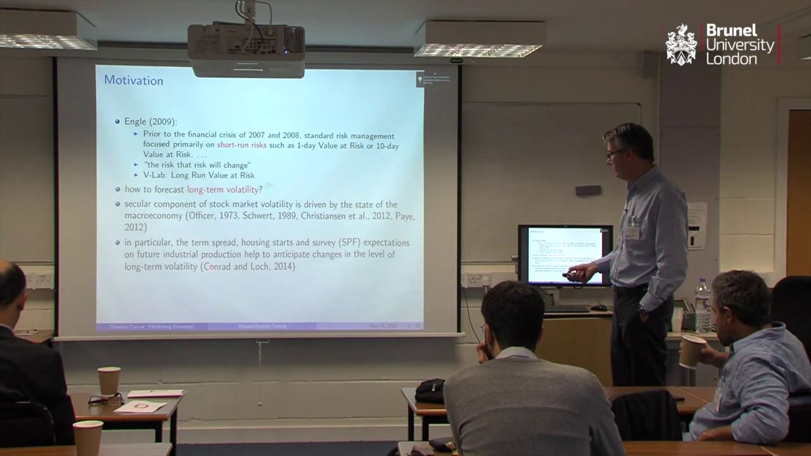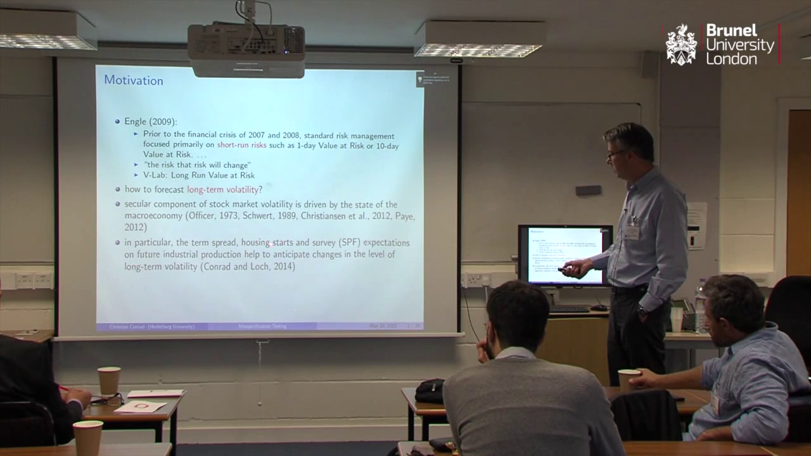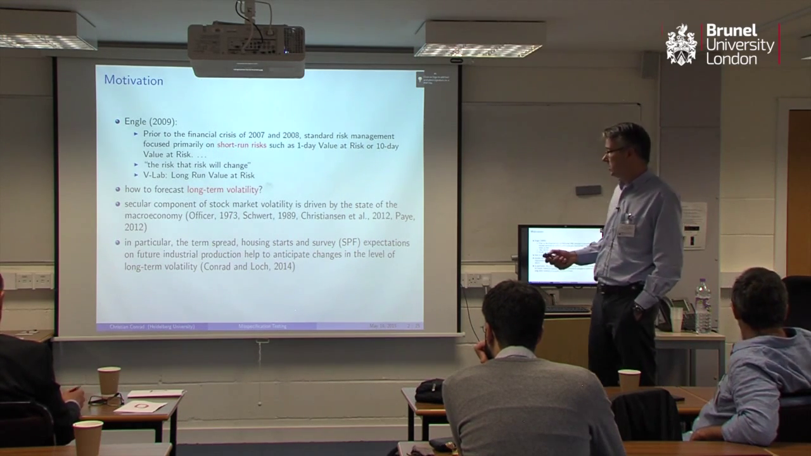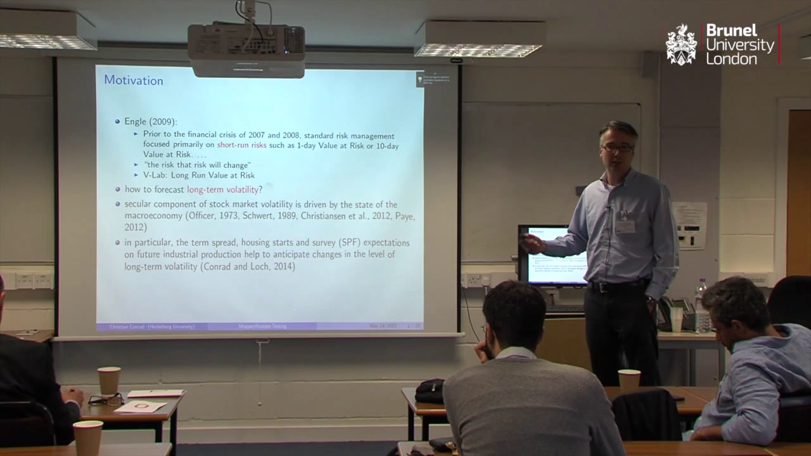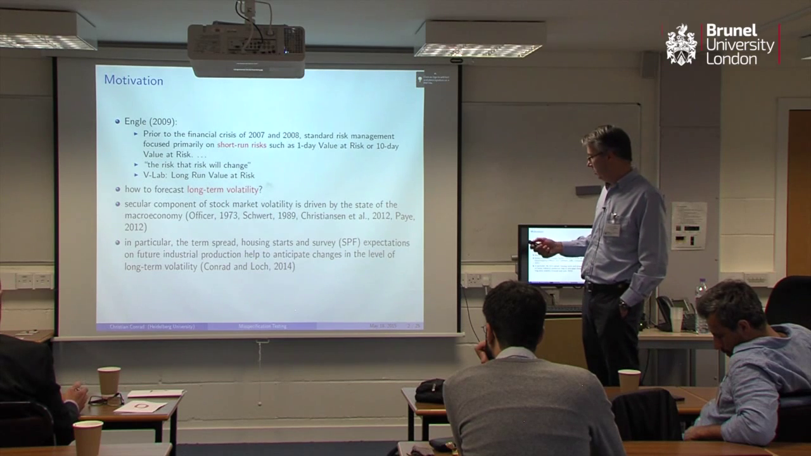We have a previous paper on this where we show that, for example, the term spread, housing starts, or survey expectations on future industrial production, all these variables tend to anticipate changes in the level of financial volatility. And this is what we want to exploit.